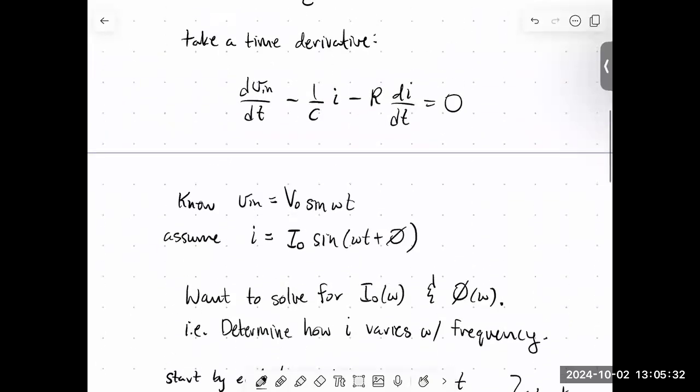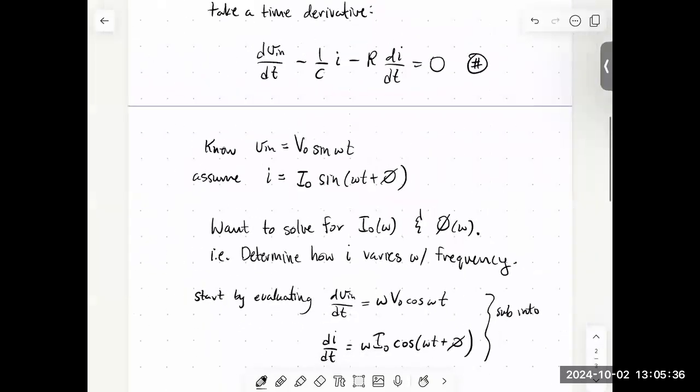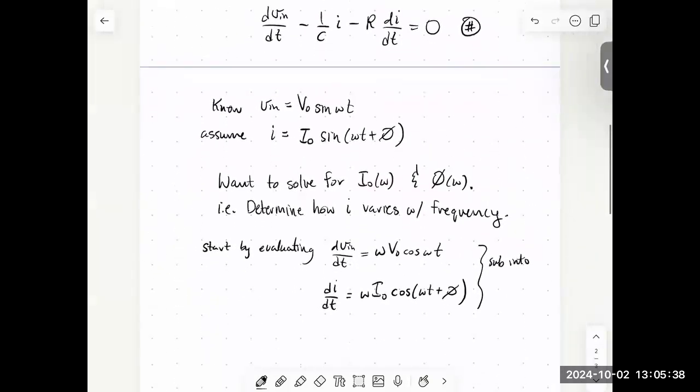So we're going to sub these into, let's give this expression a name, number sign. We're also going to sub these into that same equation. All right, so let's see what happens when we do that. It's going to get messy before it gets cleaner, but that's okay.